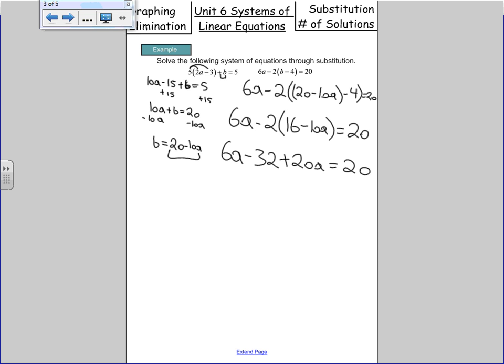How do you bring the 32 over? What do you have to do? Add it. You do the opposite of whatever's showing. So you add 32 to both sides. 26a is equal to 52. What do you mean? Like if you had done the 2 in first? Yeah, that's fine then. If you get that, that's good. Just divide by 26. A is equal to 2. Whoa.